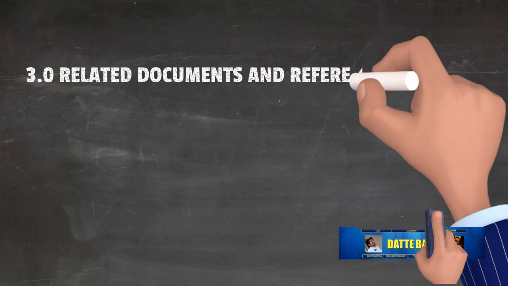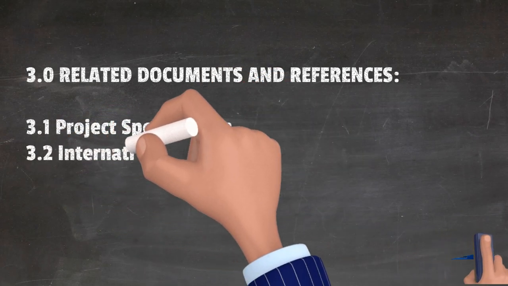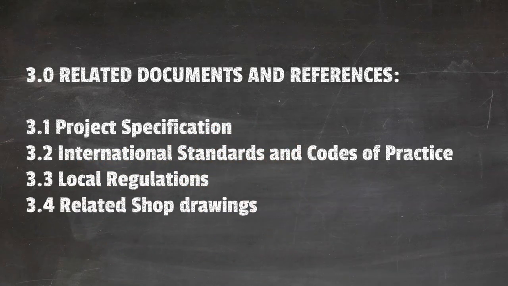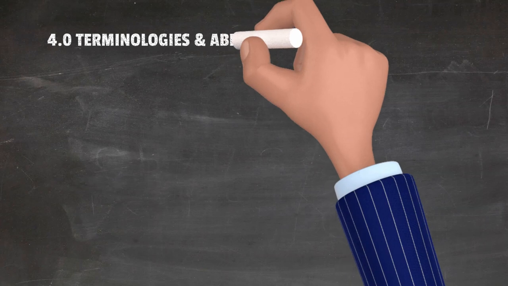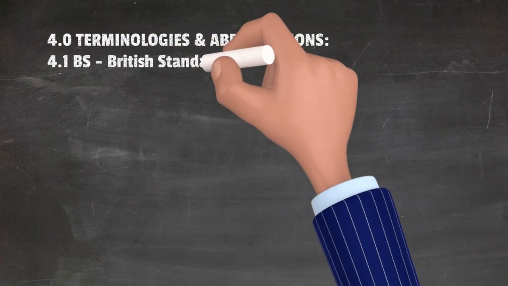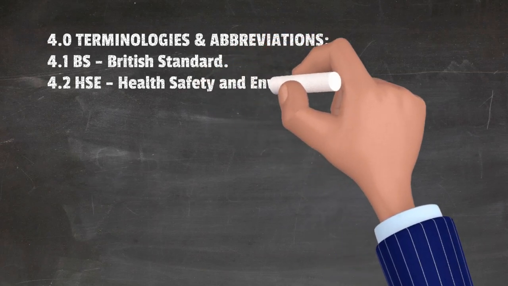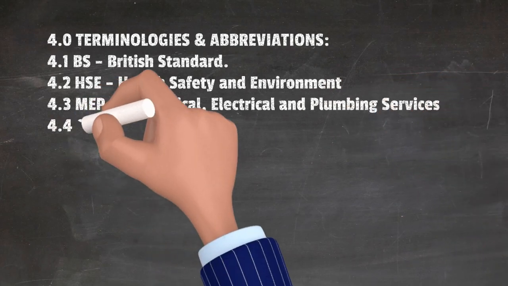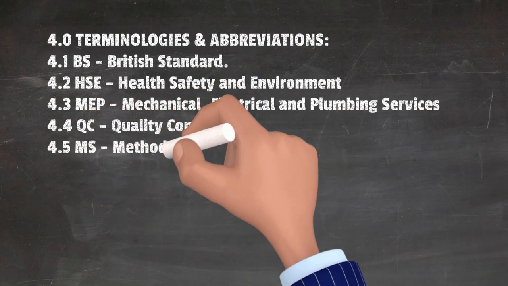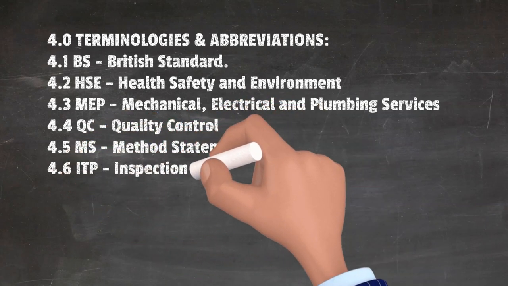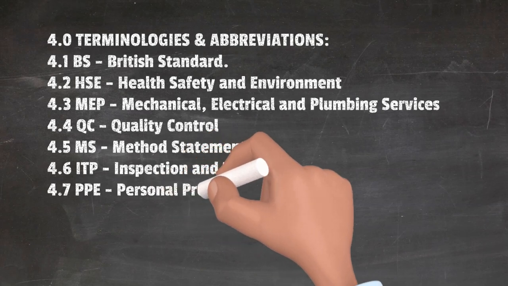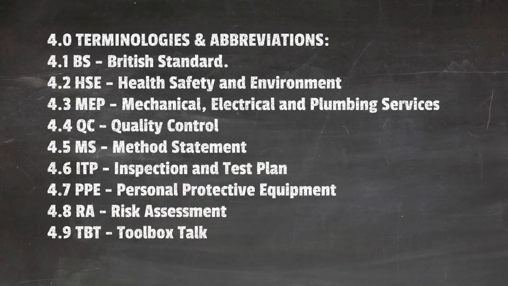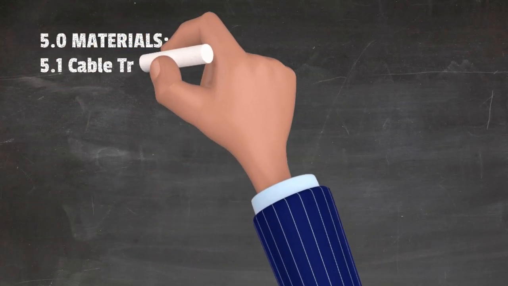Related Documents and References. Project Specification. International Standards and Codes of Practice. Local Regulations. Related Shop Drawings. Terminologies and Abbreviations. BS, British Standard. HSE, Health, Safety and Environment. MEP, Mechanical, Electrical and Plumbing Services. QC, Quality Control. MS, Method Statement. ITP, Inspection and Test Plan. PPE, Personal Protective Equipment. RA, Risk Assessment. TBT, Toolbox Talk.